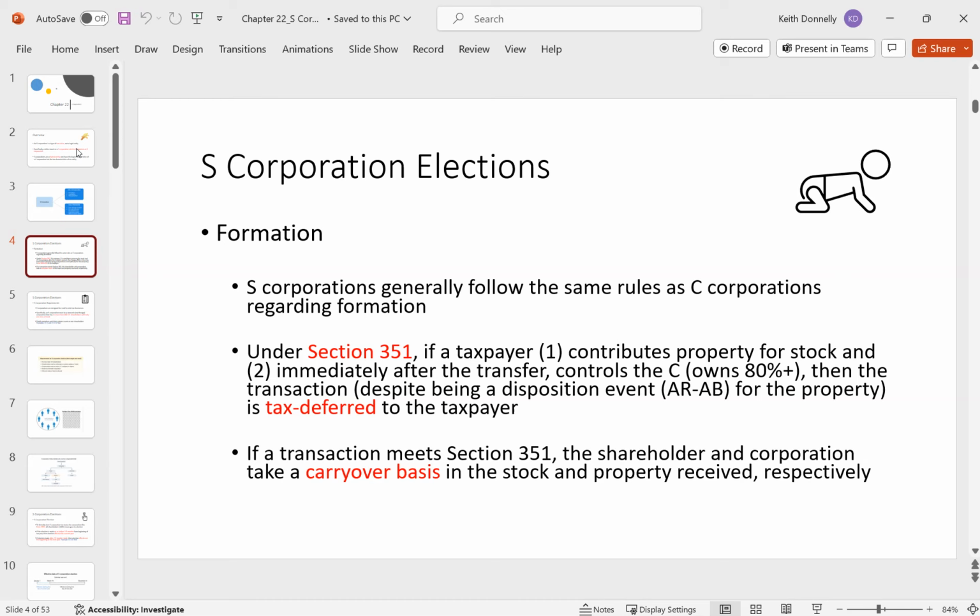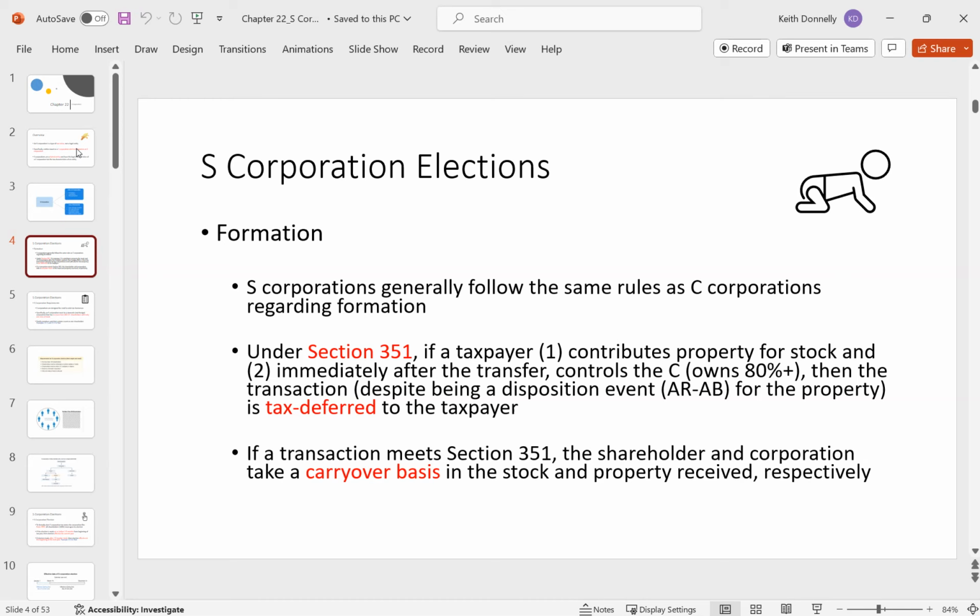All right, so how do you go about forming an S Corp? Well, we said you have to make an election. And generally, we're going to follow the same or similar rules as C Corps with regard to formation, namely Section 351. So what does this mean? You give property, say I have a machine, for my stock in the S Corp. As a general rule, this is a disposition event, namely the amount realized minus the adjusted basis equals a gain or loss.